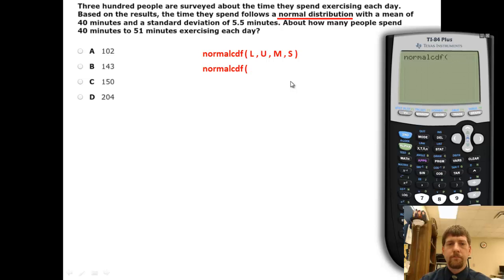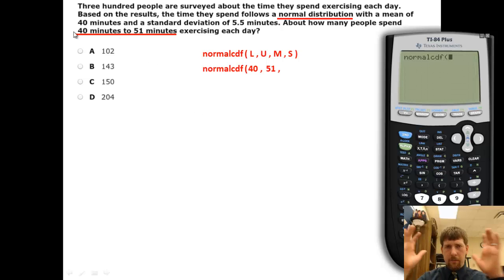So let's start filling them in. I need my lower end. Well, what are we trying to find? How many people go from 40 minutes to 51 minutes? Well, that's actually my lower end and my upper end. They gave me the boundaries on this one. Instead of saying more than 40, which would be like 40 to 1 million, or less than 51, which would have been like 0 to 51, they put the boundaries on there, 40 minutes to 51 minutes. So there's my lower end and my upper end.